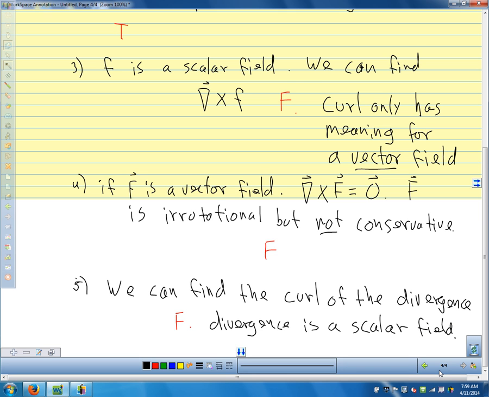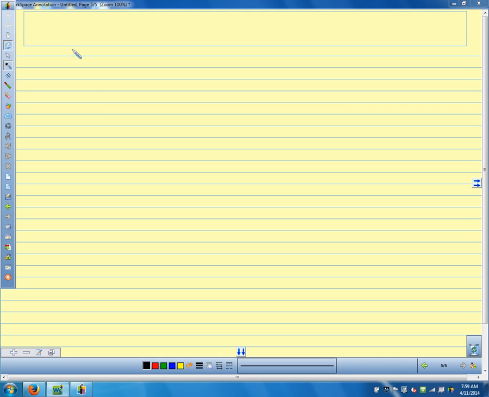All right. So we good so far with the idea of the divergence? Divergence is a little easier to work with than the curl, but not any less important.